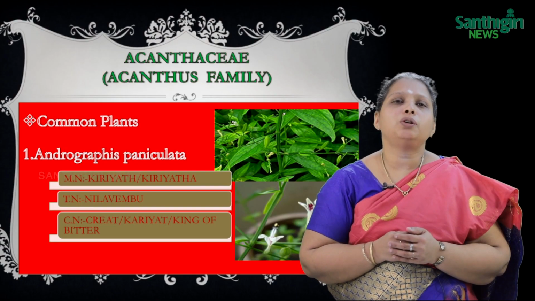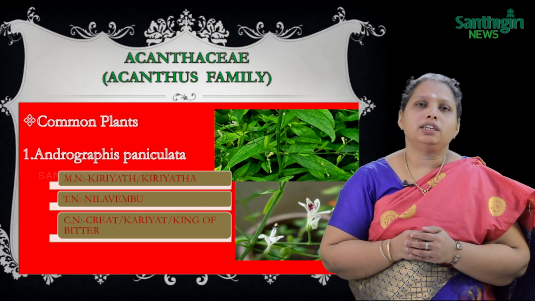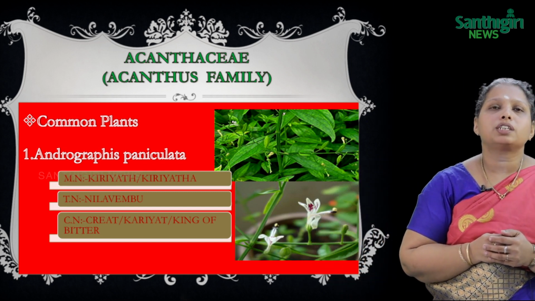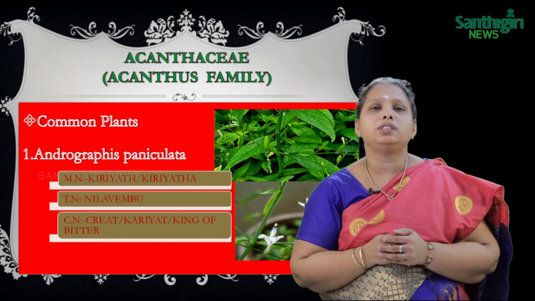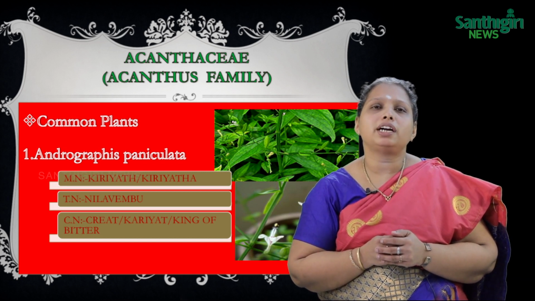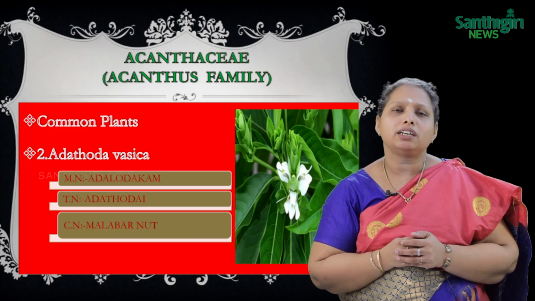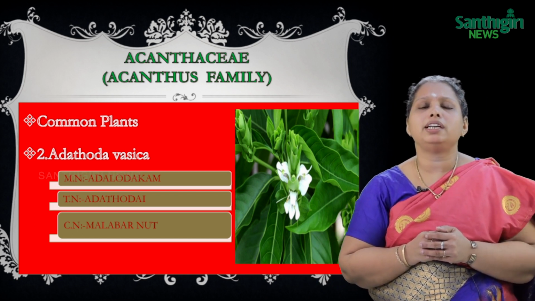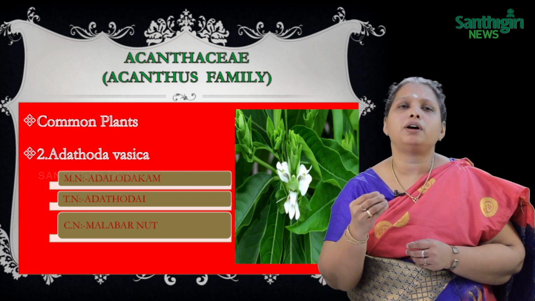I shall announce the common plants of Acanthaceae. First of all, Nilavembu, that is Andrographis paniculata. The Malayalam name is Kiriyatha. The Tamil name is Nilavembu and the common name is Creat or Kariyath or King of Bitters. Then the next plant, a well familiar plant for you, is Adathoda vasica. Adathoda is the Malayalam name, Adathode is the Tamil name and the common name is Malabar nut.